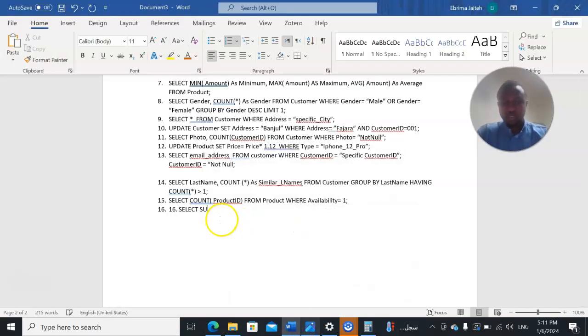Sum of what? We are trying to find the quantity, so sum of the quantity. Then we want to name the result. After you sum it, we want to name it the total number of the quantity, as total quantity. So where are you selecting this information from? From which table? From product. From the product table, isn't it? So that is it, and then you bring your semicolon.